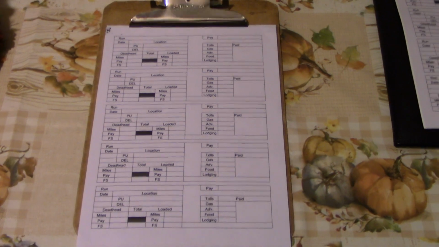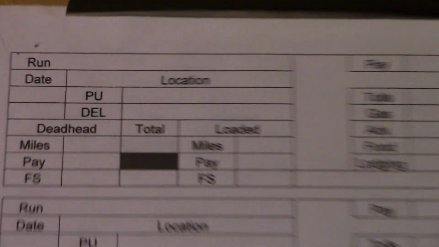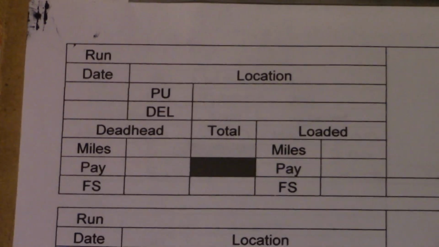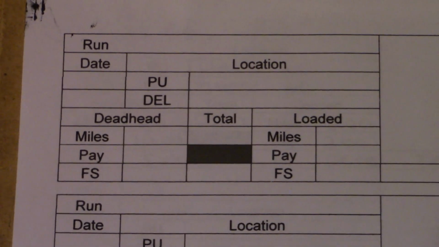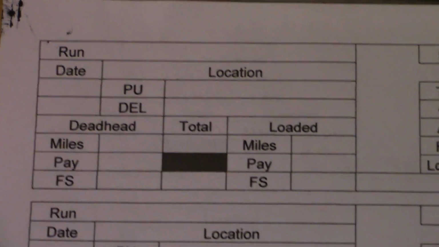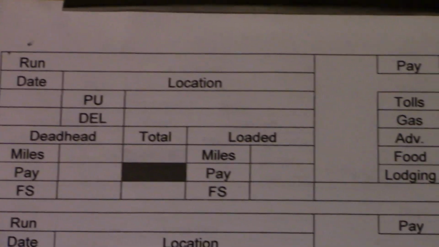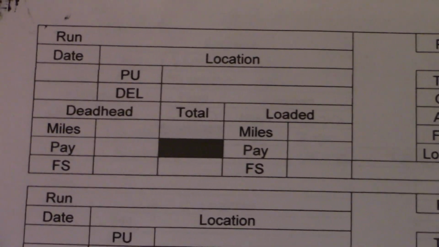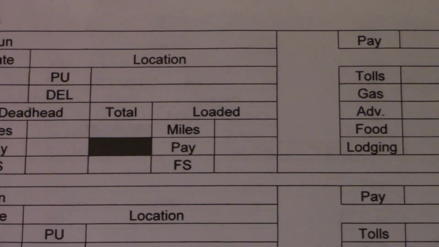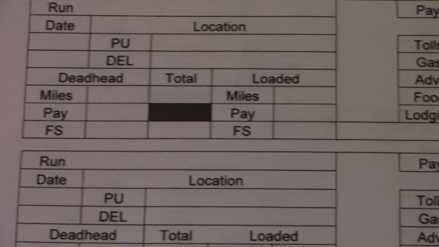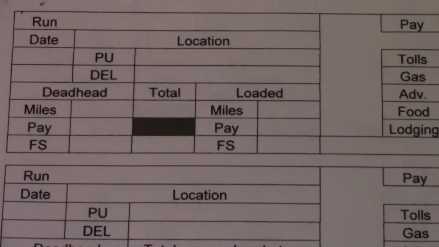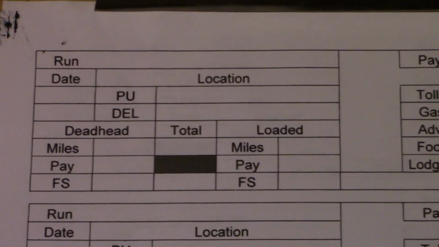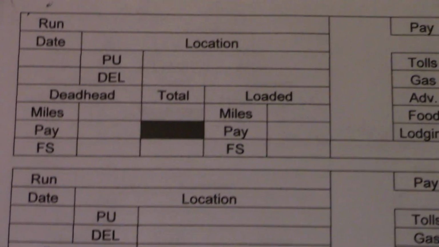This is our trip sheet. You can see right here it says your run number, that's your pro number, or your bill of lading number, whatever you identify to get paid by. Then you have the date of the pickup, date of the delivery, your pickup location, your delivery location. We don't put customers' names in there. We put location, Cincinnati, Ohio to Loretto, Texas, whatever.